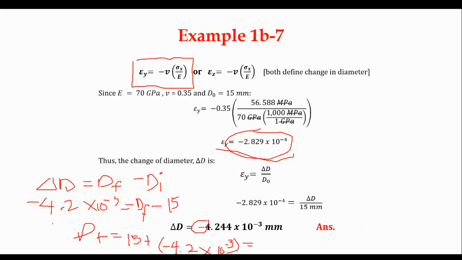So again, gisolve na to ang strain in y kasi ang diameter is defined by the y direction. Pwede po z, both man na siya diameter sa circle. So, makuha na to ang change in diameter.